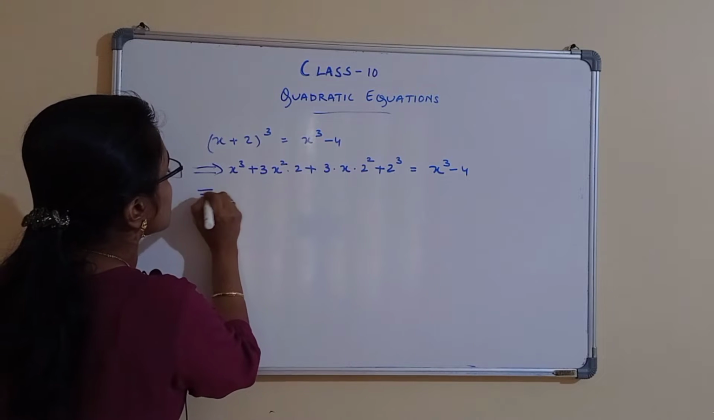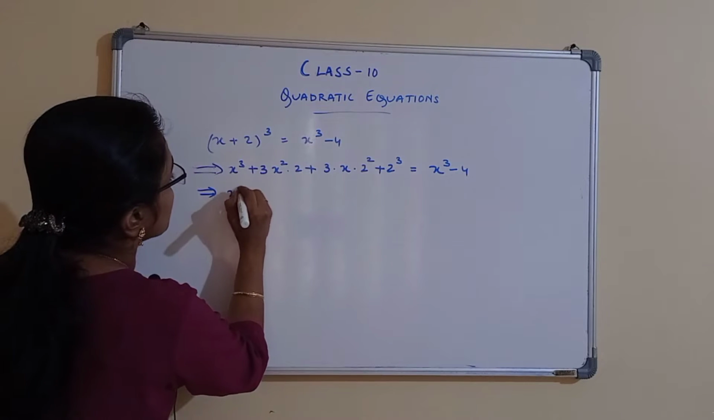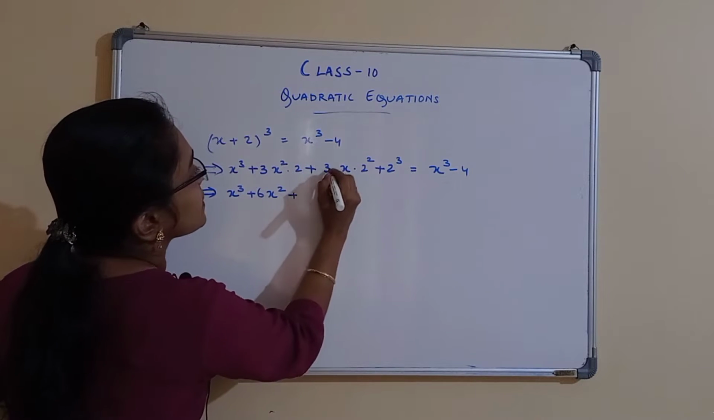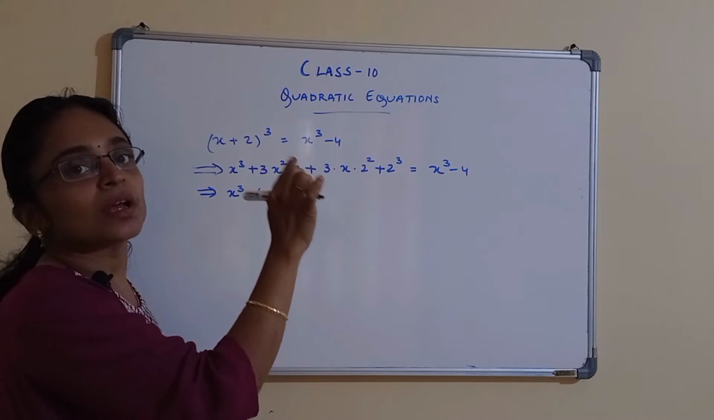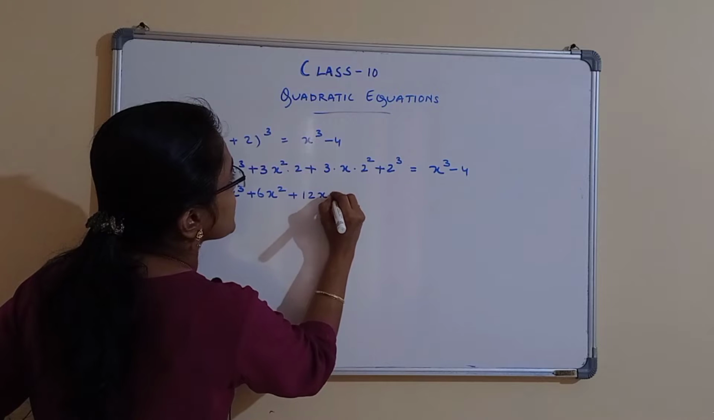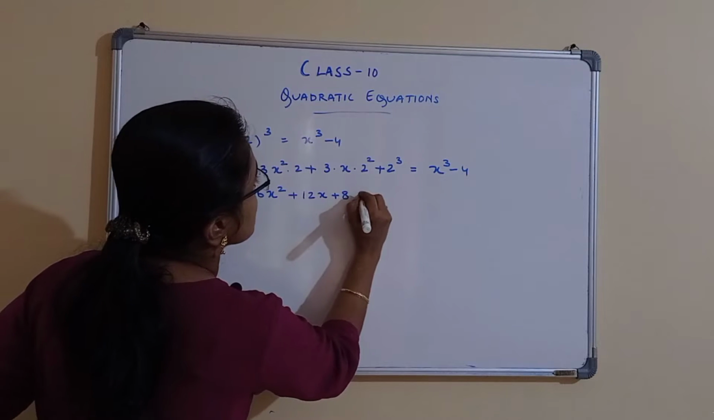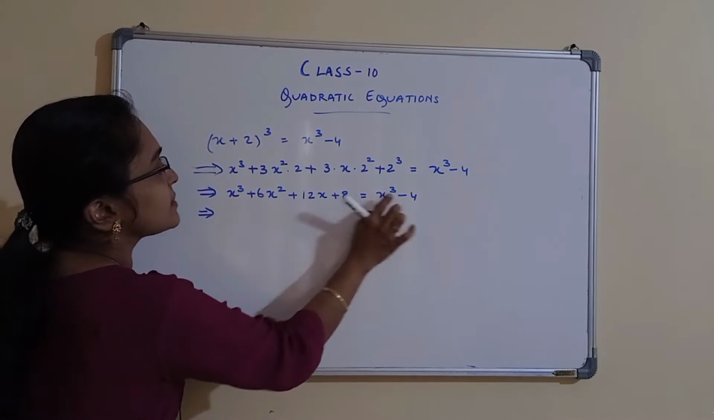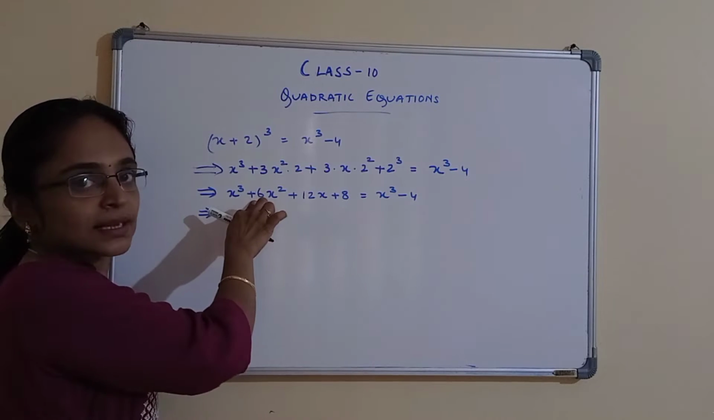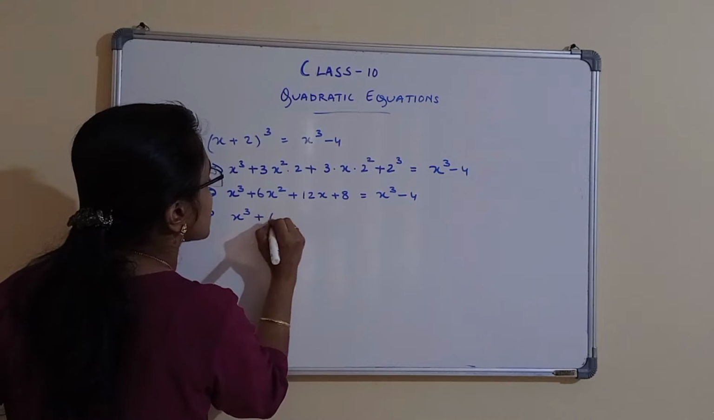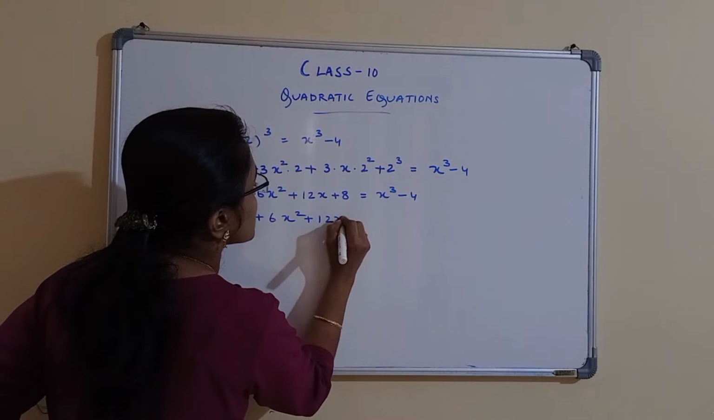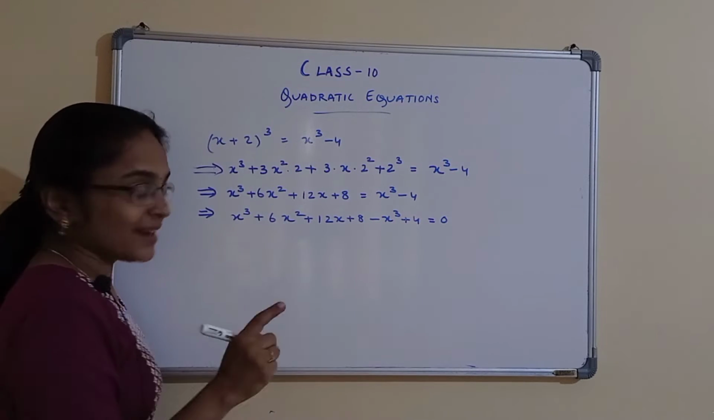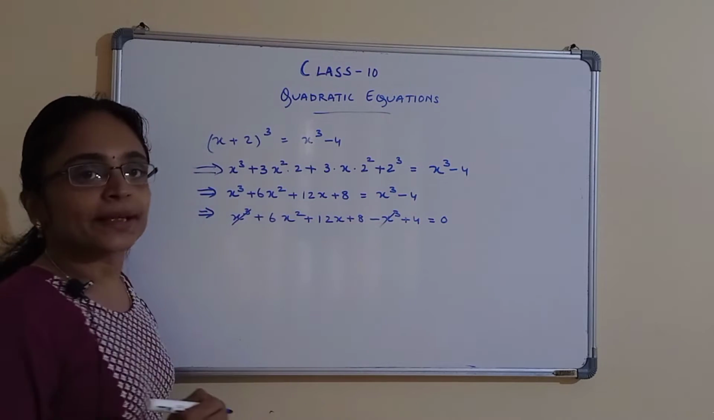Now this implies x³ + 6x² + 3 into 2², that is 3 into 4, which is 12, so 12x, plus 2³ which is 8, is equal to x³ − 4. Now we can take the right hand side to the left hand side. So we'll get x³ + 6x² + 12x + 8 − x³ + 4 = 0. Right? So x³ and −x³ will get cancelled.